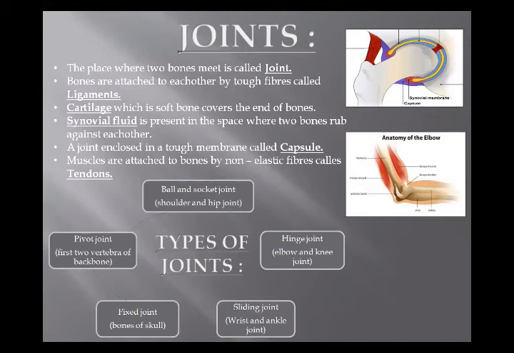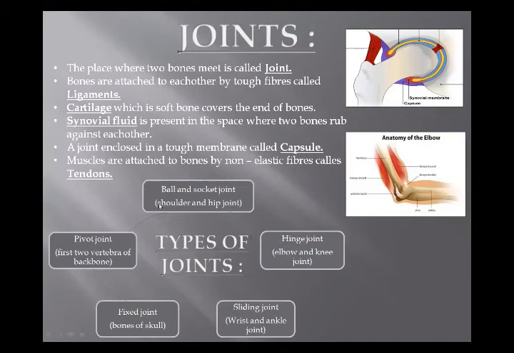Your shoulder and hip joint are actually ball and socket joints, and in this joint you can move your bone in all directions: left, right, up, down. But you cannot move your elbow and knee in all directions because they have a different type of joint, which is called the hinge joint. The hinge joint can move in only one direction, upward and downward.